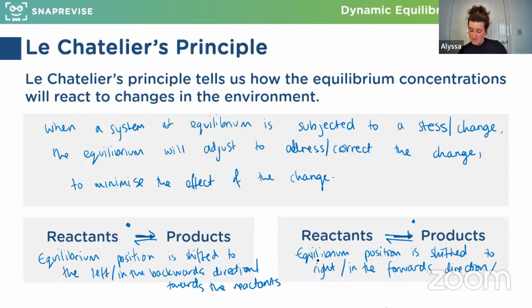Equilibrium position is shifted to the right or in the forwards direction or towards the products. Lovely. We're going to come on to that in a second. Don't worry, we haven't talked about counteracting any changes yet. This is just how we describe equilibrium positions. We haven't looked at any stresses yet. This is just talking about the position of equilibrium.